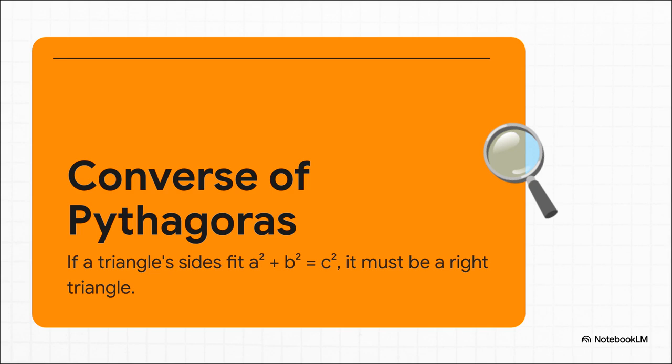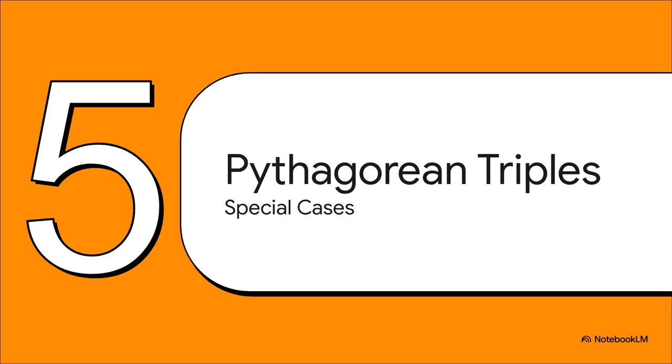It says if you measure the three sides of any old triangle, and it just so happens that they fit the a squared plus b squared equals c squared equation, then bam! You know for a fact it must be a right triangle. It's a really powerful way to check for a 90-degree angle using nothing more than a tape measure.